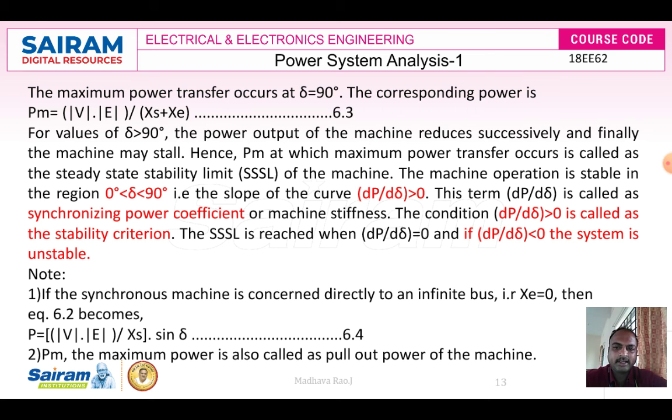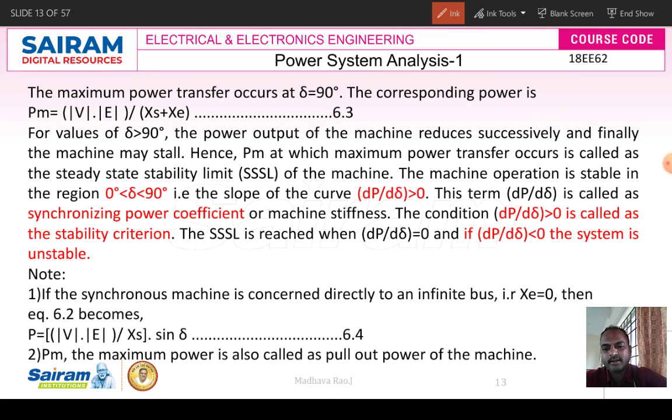Here we can also consider when the infinite bus transmission line reactance is equal to 0, Xe is equal to 0. Then the power angle equation is modulus of E into modulus of V by Xs into sin delta. Here also we can substitute various values of delta and get the power. Delta is 0, P is 0; delta is 90, P is maximum; delta is 180, again P is equal to 0. So Pm is the maximum power, called the pull out power of the machine.